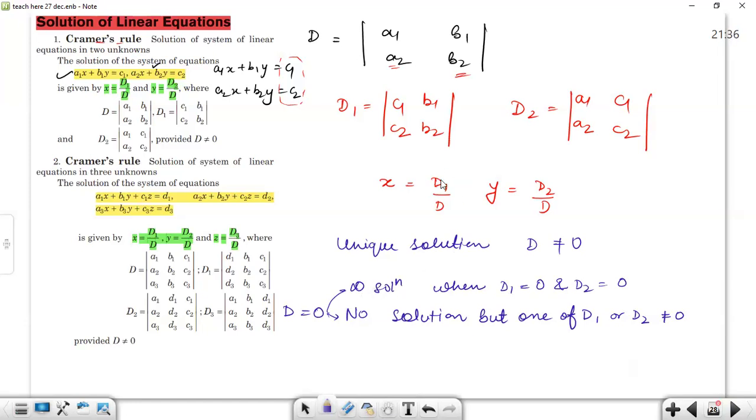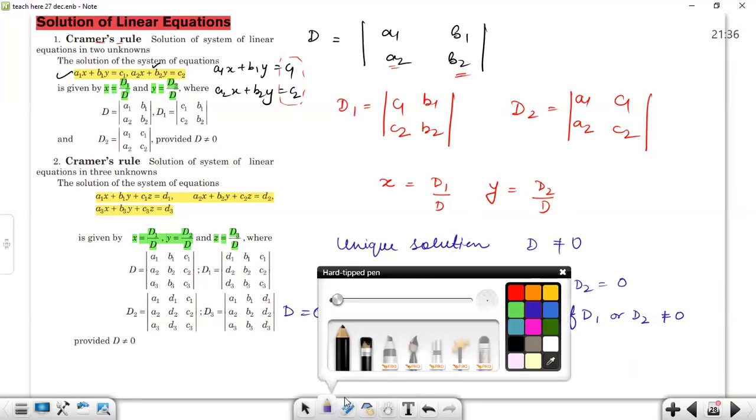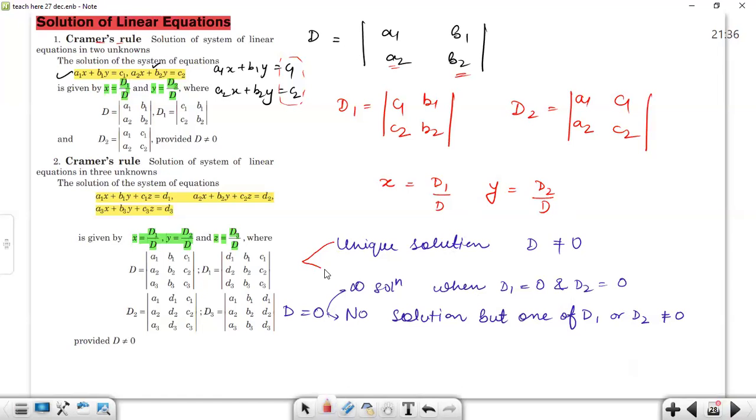So what is happening here? X will be 0 by 0, y will be 0 by 0. That's why infinite solutions. No solution because one of D1 or D2 has become non-zero. Then that's a contingency of no solution. Now, as we know, whenever there is any solution existing, in case of unique solution or infinite solution, there is consistency in the equation, the system. And whenever there is a no solution contingency, then the system is inconsistent.